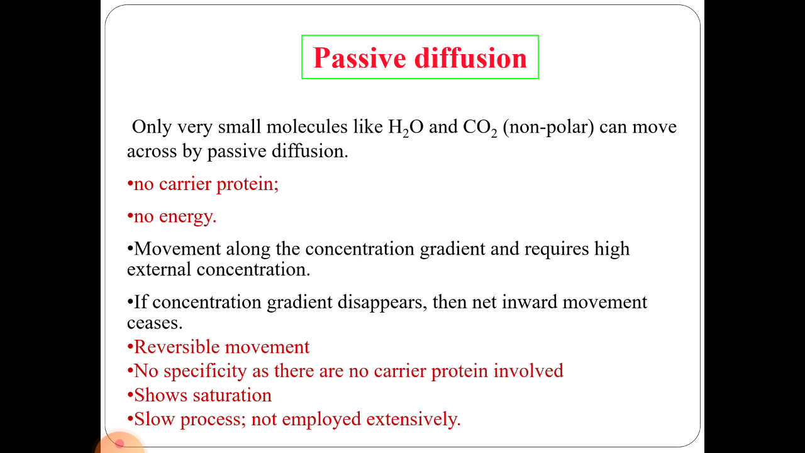So passive diffusion is the diffusion of very small molecules like water and non-polar gases like CO2 across the plasma membrane. It does not involve any protein or energy. The movement is along the concentration gradient and requires a high external concentration. If the concentration gradient disappears, then net inward movement stops. This mechanism is reversible and it is non-specific as there are no carrier protein molecules, and it shows no saturation. The process is slow and thus may not be extensively employed in organisms.